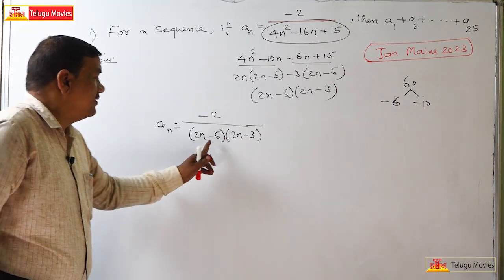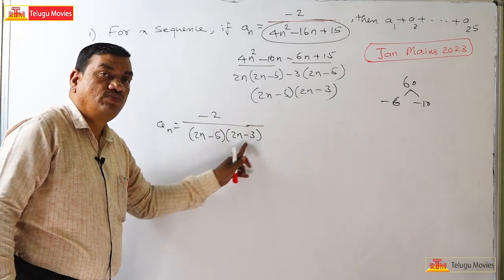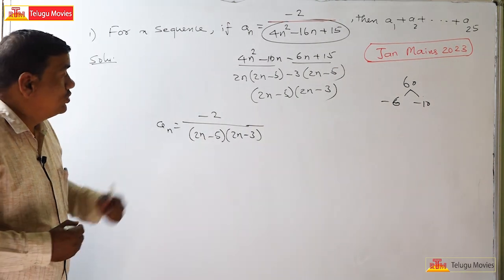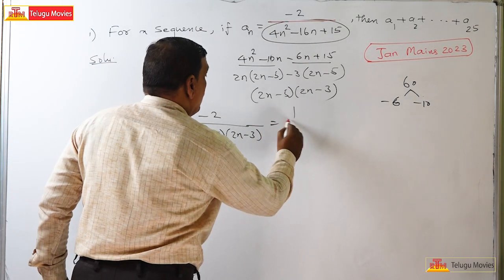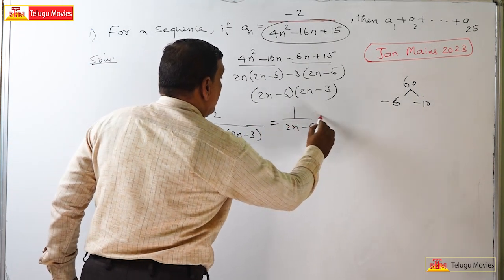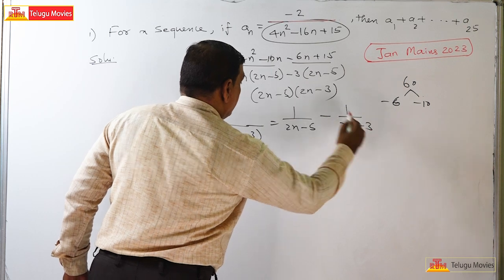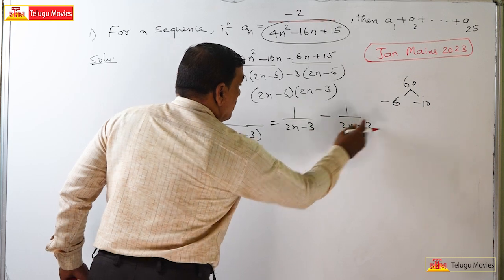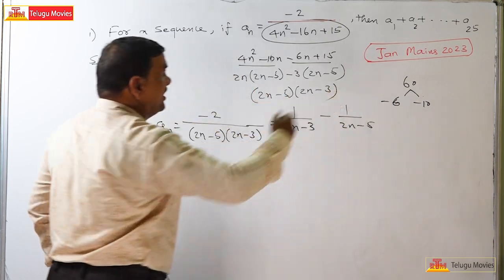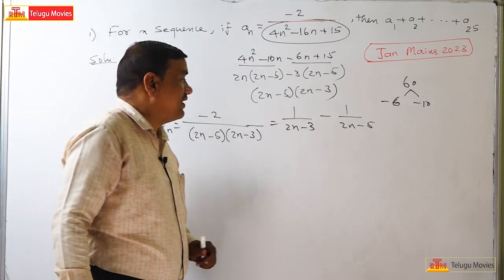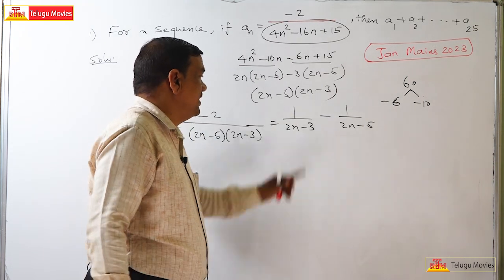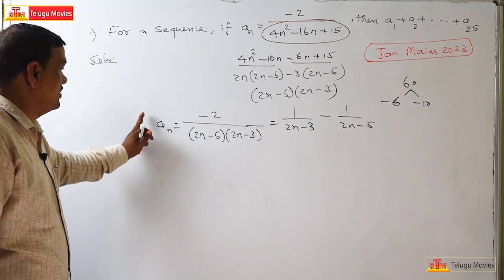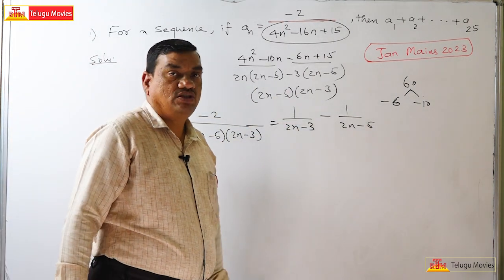Observe here the difference of these two factors is -2. So can we separate this as 1 by (2n - 3) minus 1 by (2n - 5)? Check it: the numerator will give (2n - 5) - (2n - 3), that is -5 plus 3, which is -2. Understand this? So this is equal to the nth term of this progression.